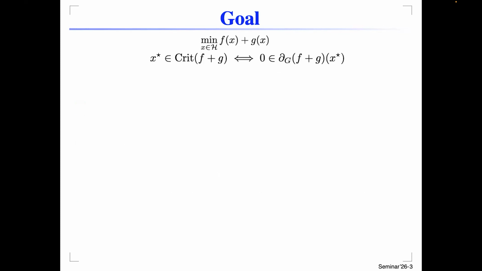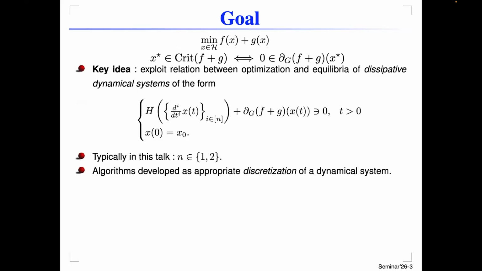So once we have done this, typically, we're going to try to exploit a very old idea between optimization and equilibria of dissipative dynamical systems. So typically, we're going to design some dynamical system which reads in this way. Zero belongs to, so we have this guy here and some function of the derivatives of x. So typically, what I'm going to treat here throughout this talk is we're going to stop at the second order derivative. But for instance, if you have only the first order derivative, and H is the identity, this is something that you all know. It goes back to Cauchy in 1856 or something like this. This is just the gradient flow.